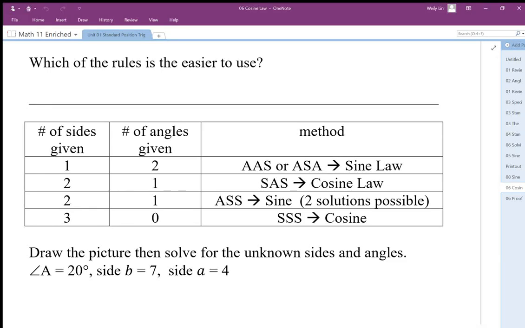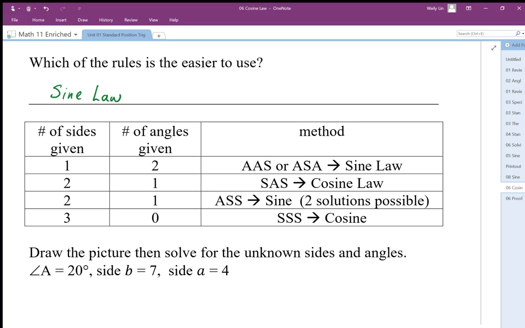So which of the rules is easier to use, the sine law or the cosine law? Well, really the sine law is going to be the easier one to use, right? So when possible, we probably try to use the sine law. Now, there is an advantage of cosine law in that we don't ever have to worry about the ambiguous case with the cosine law. But the sine law is typically easier to use. There's kind of less calculating involved.